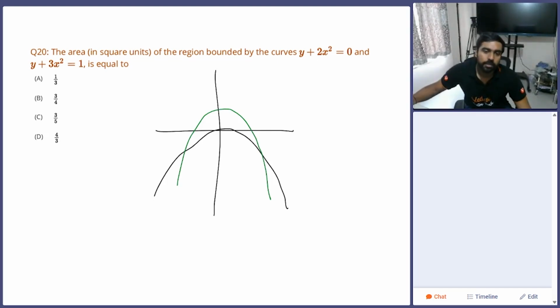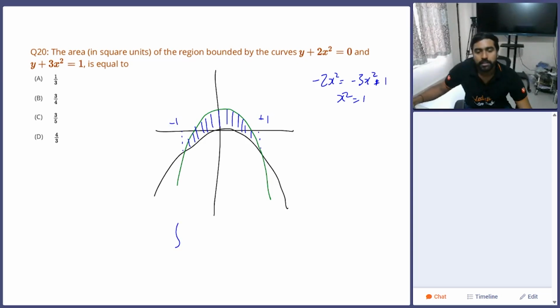Now you're talking about this region right here. So I can directly equate minus 2x square and minus 3x square plus 1. You'll get x square equals 1, x equals minus 1, plus 1. So I can say integral from minus 1 to plus 1. Upper curve is 1 minus 3x square, minus the lower curve, which is minus 2x square, so minus of minus, plus 2x square.